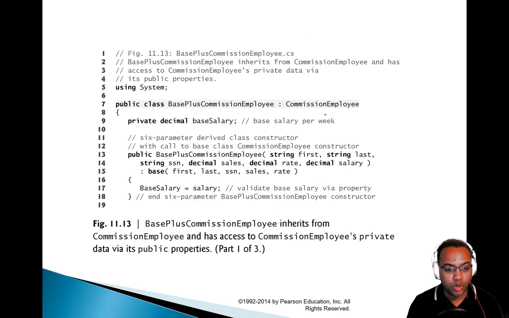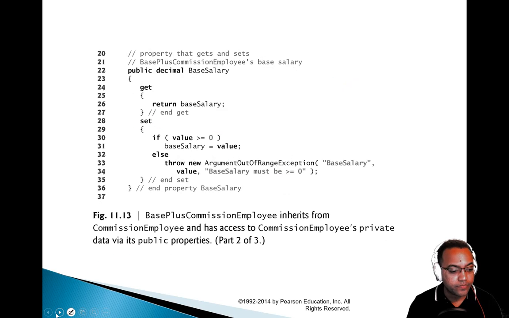And here we go. We'll go over the base plus commission employee inherited from the commission employee class again. We only need to initialize the private decimal base salary because all the variables that we want are already in the base class. We don't have to rewrite them. We're just going to inherit them.